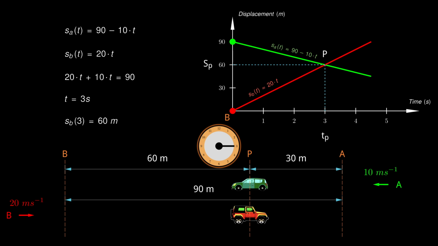I hope everything we've discussed thus far is clear. In summary, when objects are moving at constant velocities, displacement time graphs are particularly useful, compared to velocity time graphs. In this video, we've thoroughly explored how to apply displacement time graphs to analyze motion.